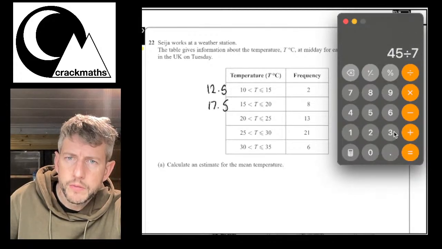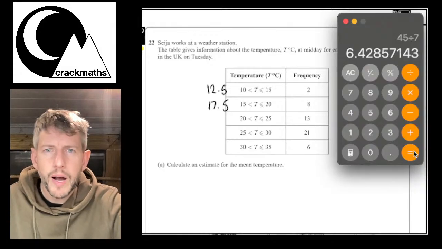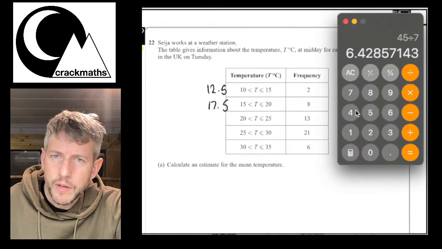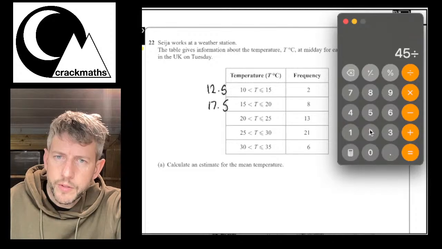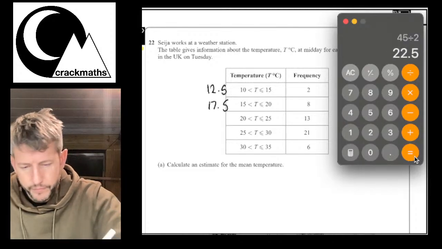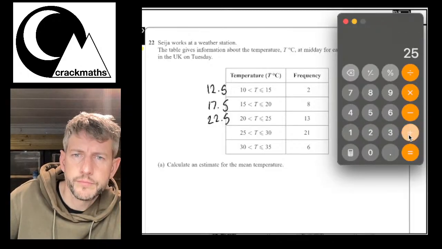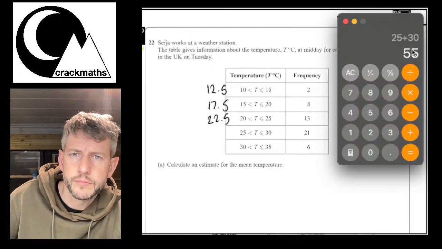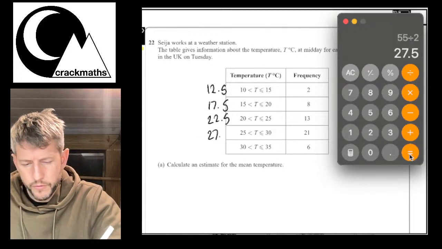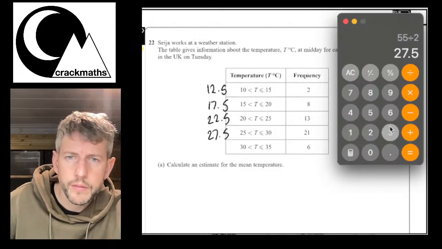Divided by 2. Oh, what happened there? Oh no, I didn't divide it by 2. 45 divided by 2, 22.5. Next one, 27.5.